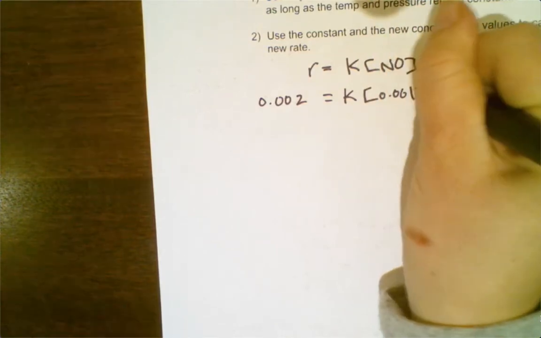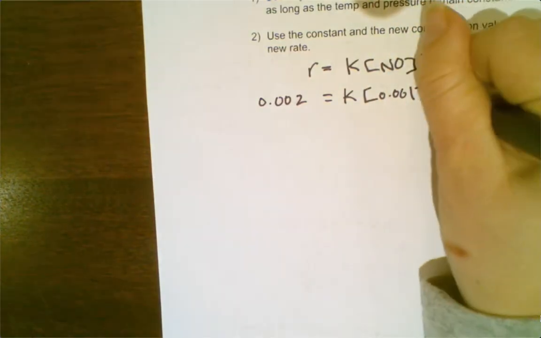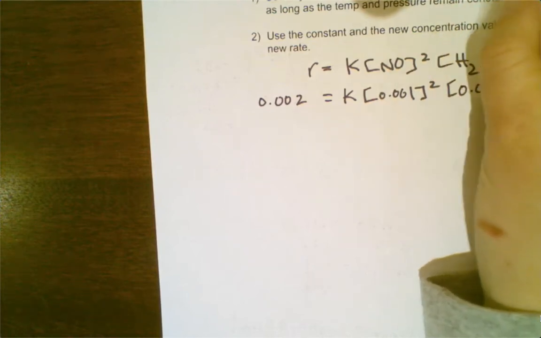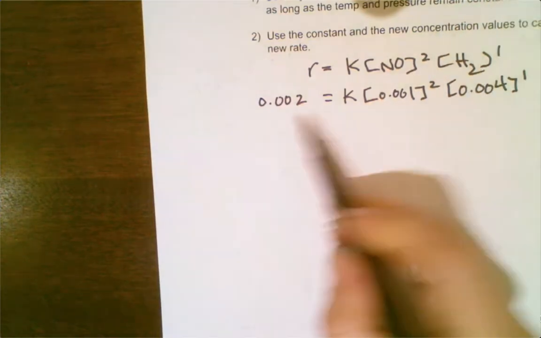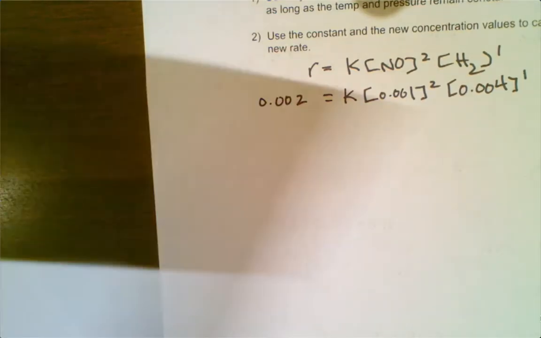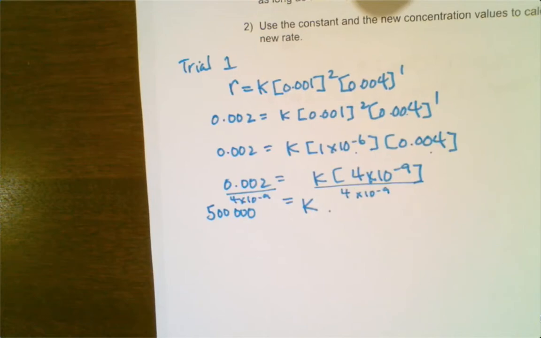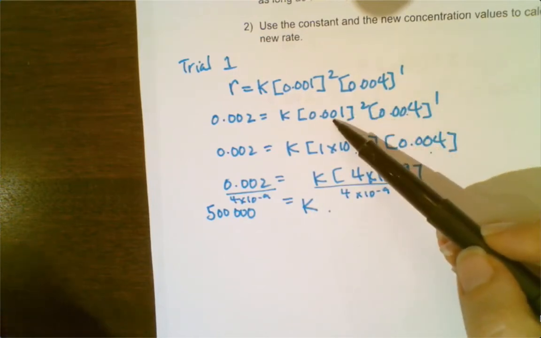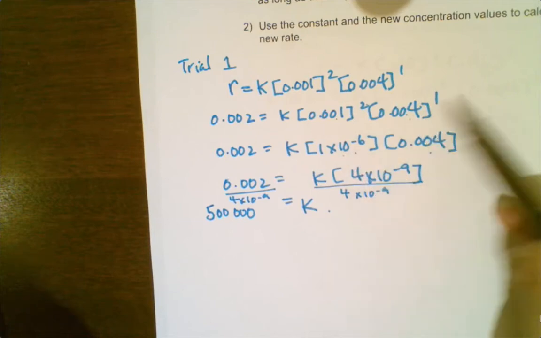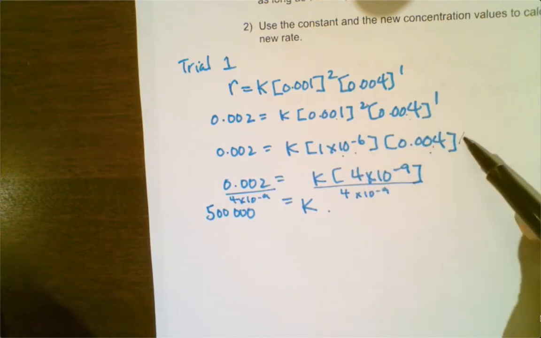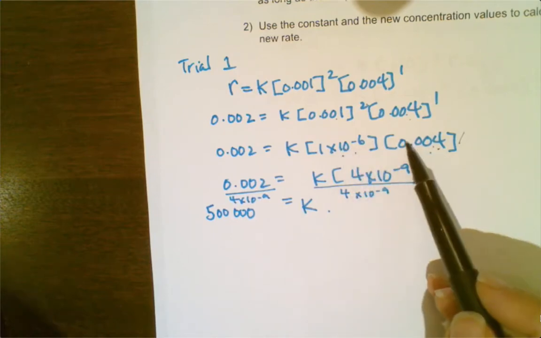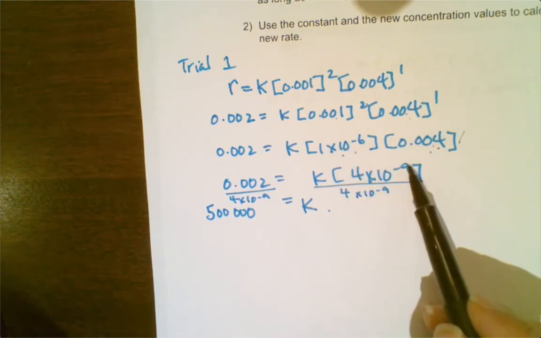And I raise that to the power of 2 because that's the exponent that I mathematically determined, times 0.004 to the power of 1. What I would do is plug that into my calculator, and you're going to see that this is what I ended up determining. So when I square that, this is the value that I get, and this to the power of 1, that is what I get for that answer. I multiply those out, and I get 4 times 10 to the negative 9.